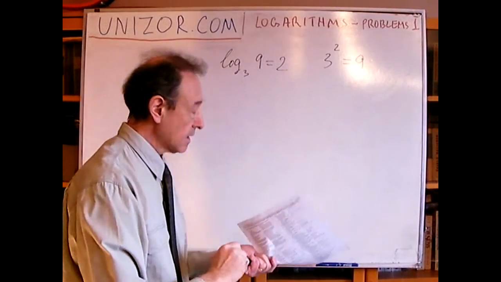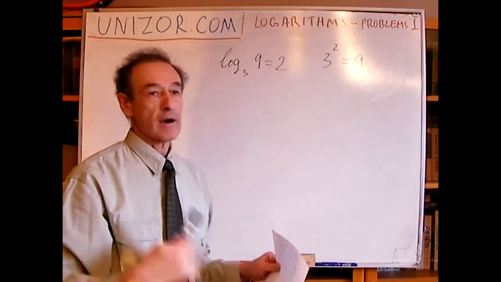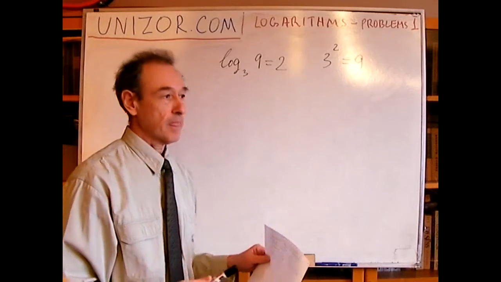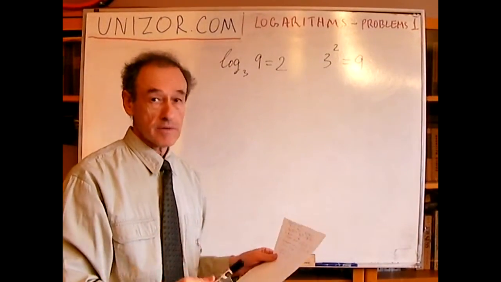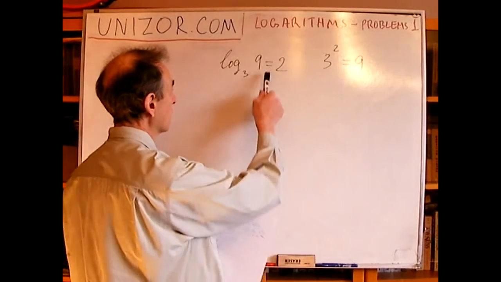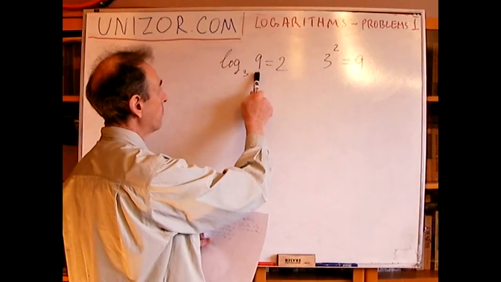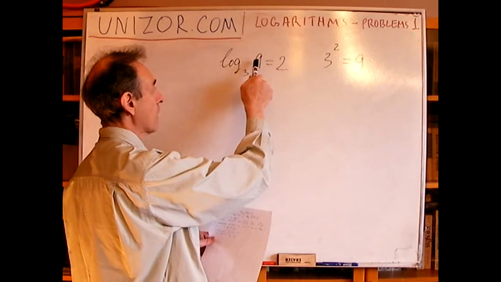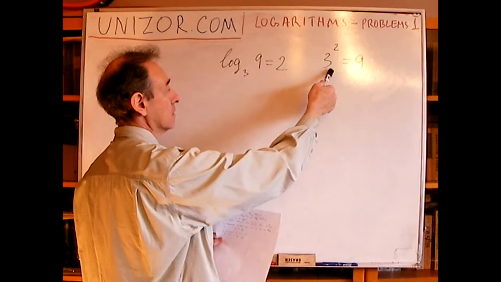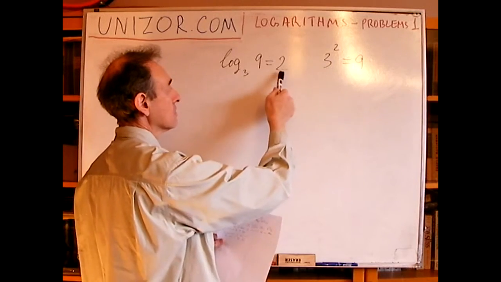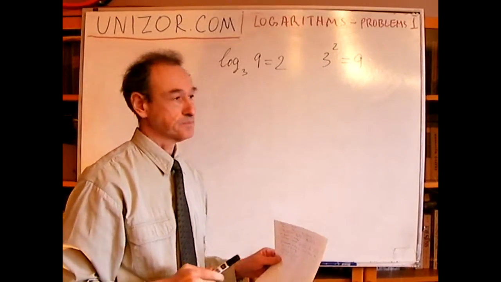So these two forms are equivalent to one another. And to convert one into another, you really have to understand what logarithm is about. So again, since this is a power which 3 is supposed to be raised to get 9, and obviously 3 to the second power is 9, that's why it's equal to 2.